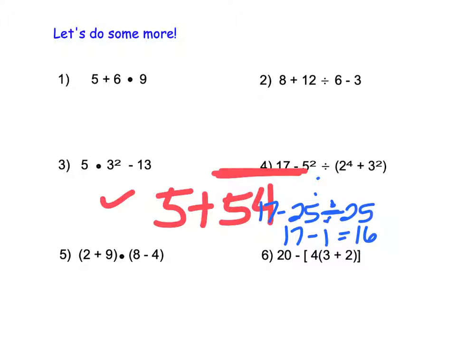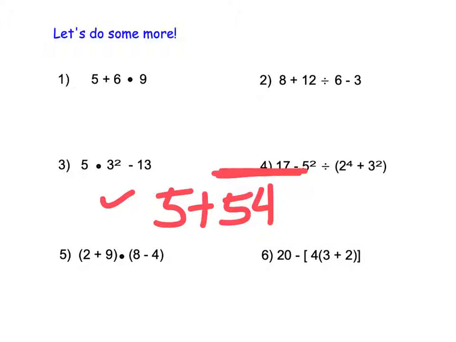Almost done. Number 5, I have 2 sets of parentheses. So I'm just going to work within each of those sets first. And I have 9 plus 2, which is 11. Again, the parentheses can go away now because I have simplified it as far as I can go. And then I have 8 minus 4, which is just 4. And now I will do the multiplication. So 11 times 4 is 44.